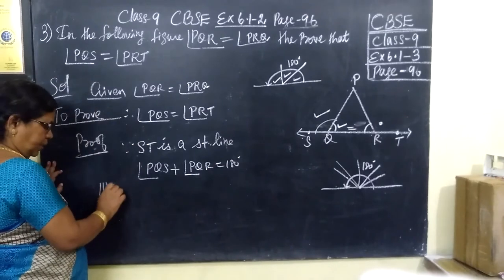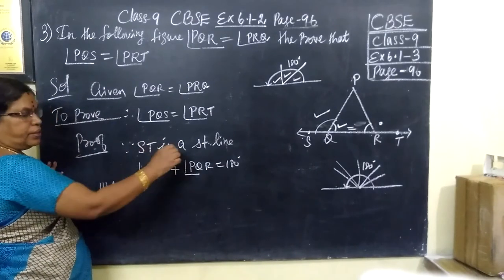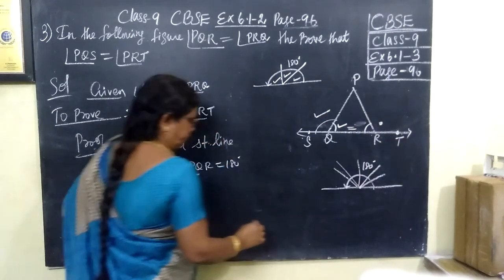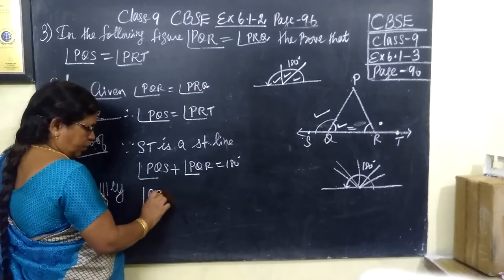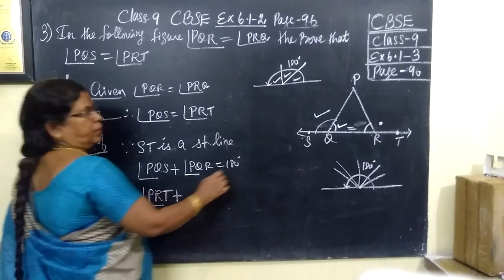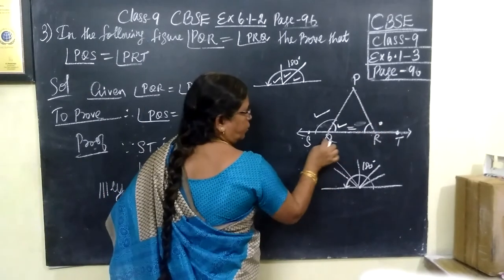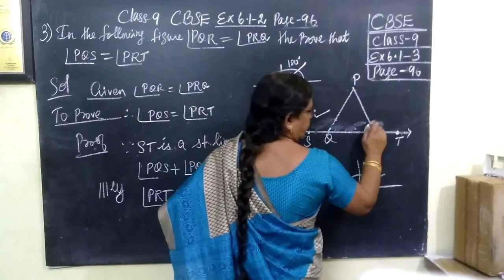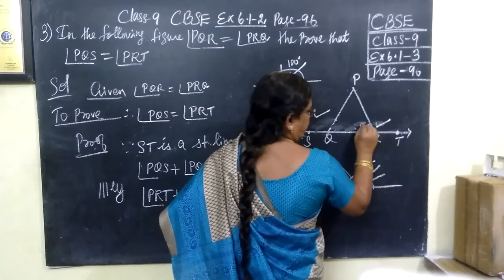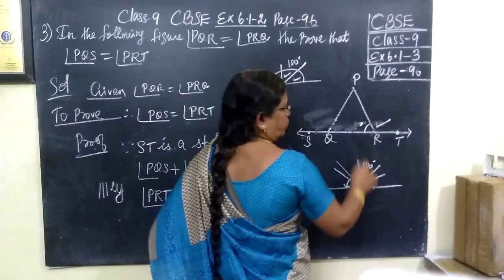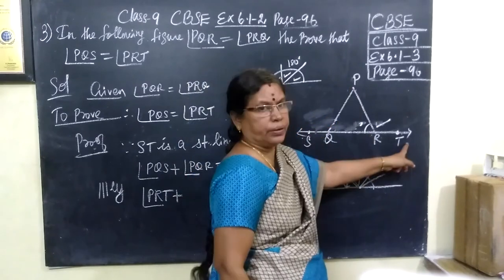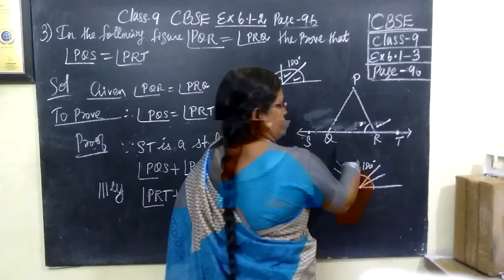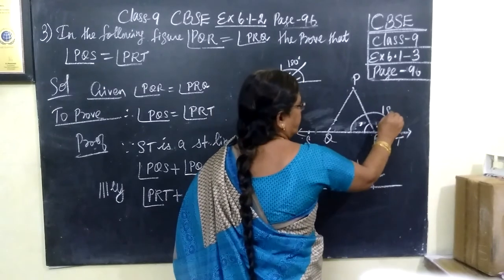Now similarly, since it is a straight line, you can write PRT, then PRQ. You consider only these two angles, this angle and this angle. You give the name PRT and this is PRQ. So, if we add these two angles, the answer is 180 degrees.